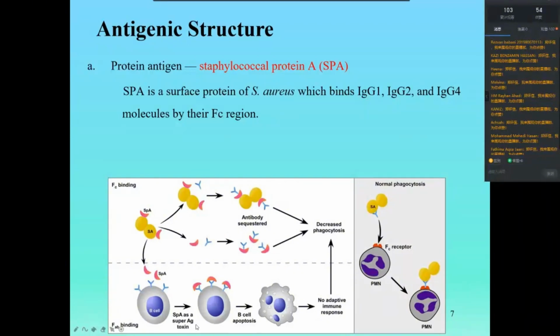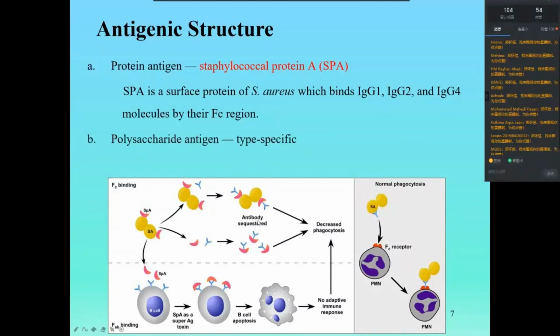A second enzyme is called hyaluronidase. This is an enzyme which can catalyze or hydrolyze hyaluronic acid. Hyaluronic acid is a group of molecules in connective tissues. If the bacteria can degrade or hydrolyze this molecule, it can promote the bacteria to spread from one space to another. So this helps the bacteria to spread.